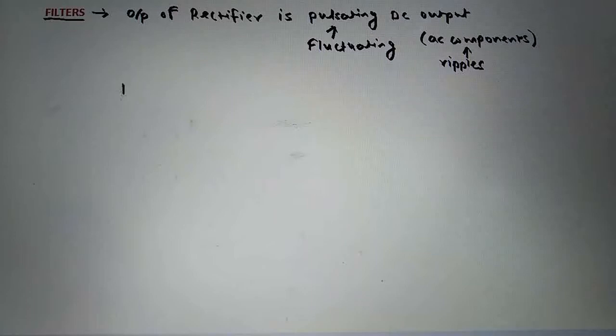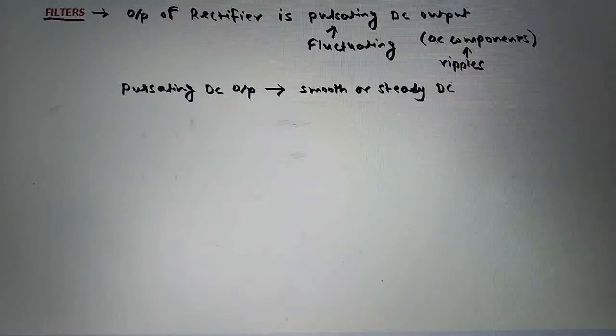So this pulsating or fluctuating DC output should be converted into a smooth or steady DC. To convert this pulsating DC output into a smooth or steady DC, a circuit is used. That circuit is called a filter circuit.